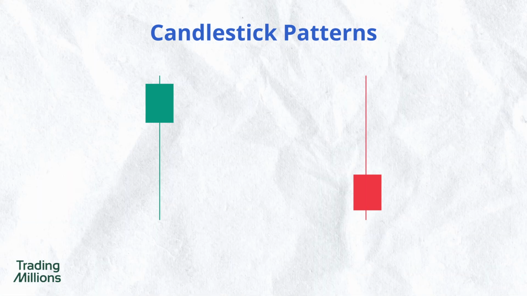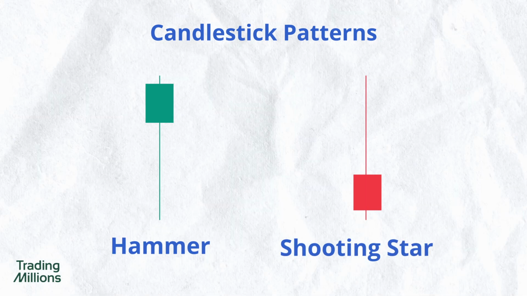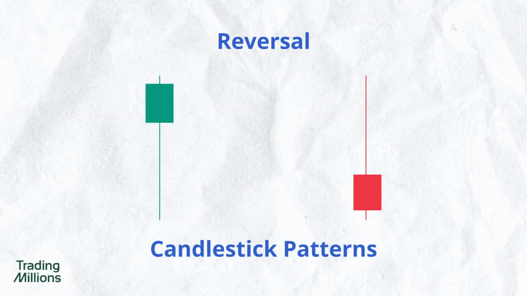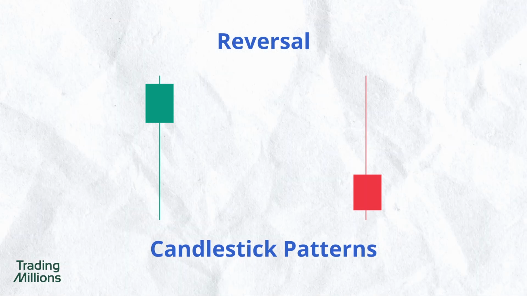In this video, we'll discuss the hammer and shooting star patterns. These are two important reversal candlestick patterns. Let's start with the hammer.